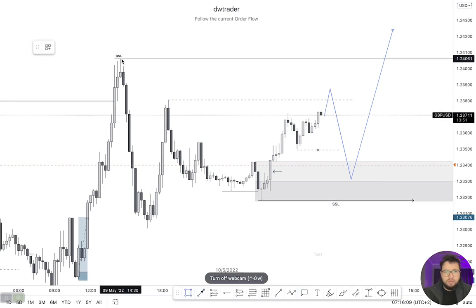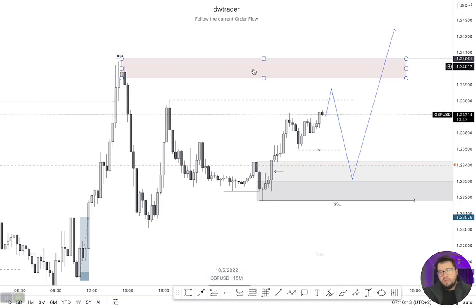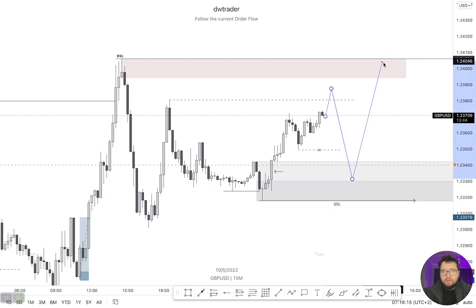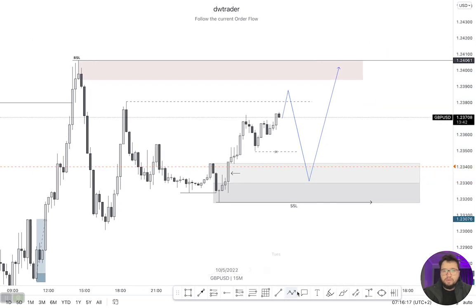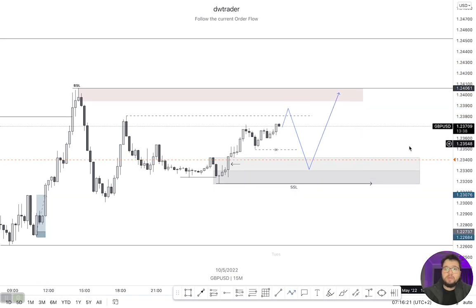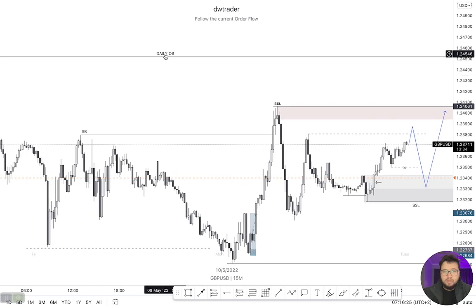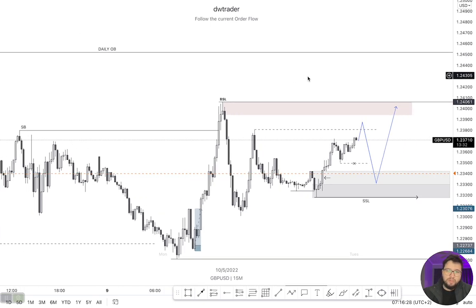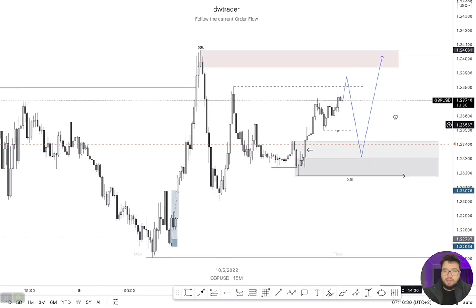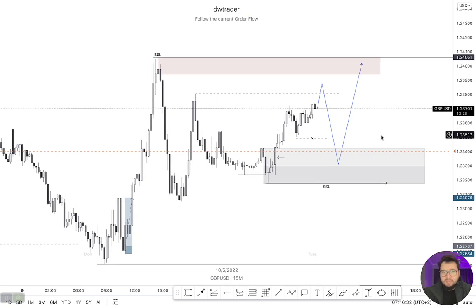Just taking note of this area of supply here as well. We could definitely see a reaction off of this area, maybe a reaction pullback, and then a continuation further up. That is to say, if the long bias is going to hold, and we are going to reach for the daily order block, which we don't necessarily know for sure is going to happen, but it's the idea. So we'll see if the idea plays out.